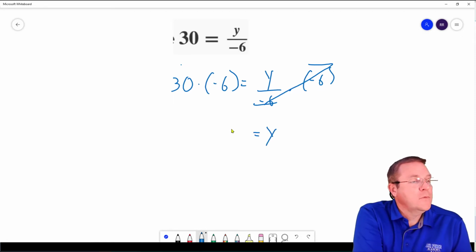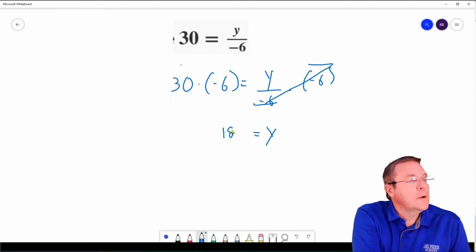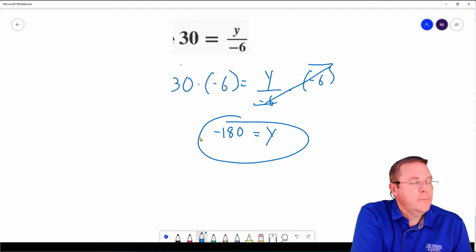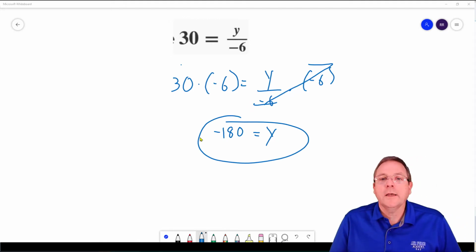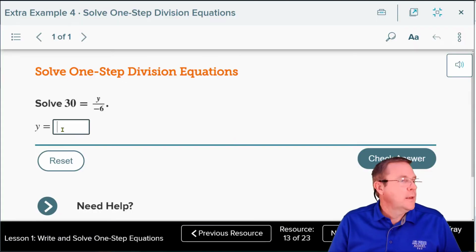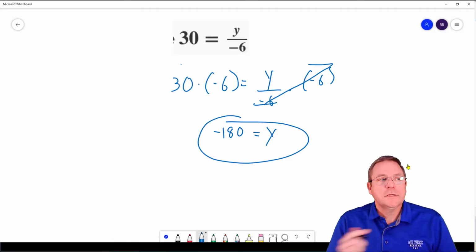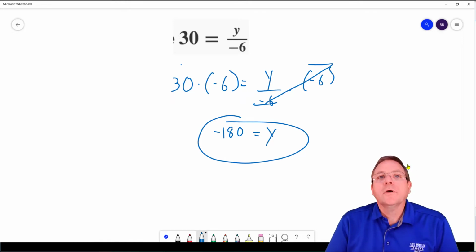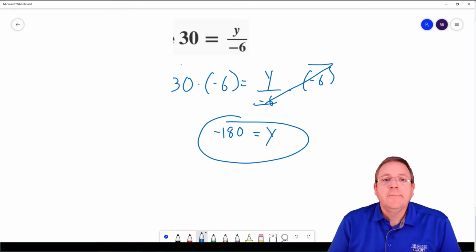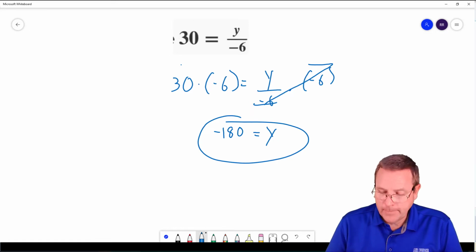30 times 6, well, that is going to be 180. A positive times a negative is going to be a negative, giving us a final answer that y is equal to a negative 180. Check, and it checks. Now, of course, once again, that is showing your work. That is what you must see, and if I don't see that on each and every problem of your homework, you will have done it just for, yep, that's right.